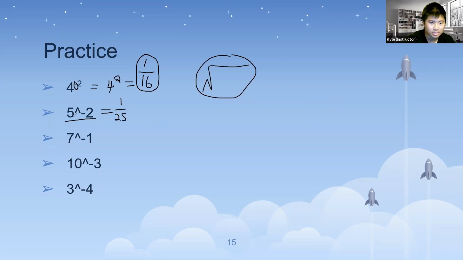So again, this is just 5 to the power 2. And add 1 to the top, so it's 1 out of 25. So 7 to the 1 is just 7. And then you just add 1 to the bottom. You have 1/7.